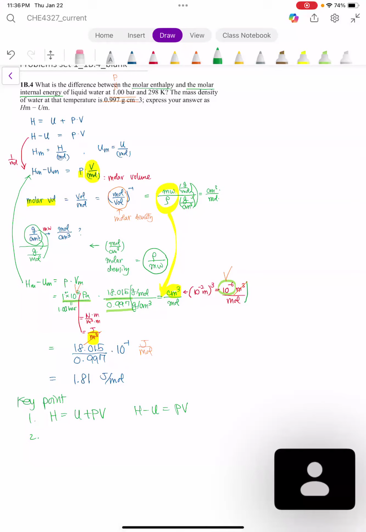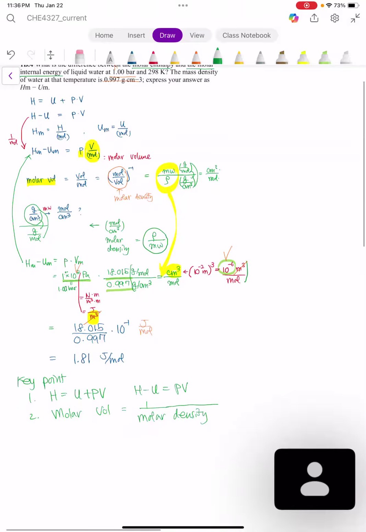Also, you need to know that molar volume is none other than the inverse of molar density. Molar volume is basically how many volume units, like cubic meters, you have per mole, and molar density is how many moles you have per cubic meter of volume. So it's just an inverse relationship. If you can see the connection between these two, and if you know how to convert mass to mole, then the rest of the calculation is pretty straightforward.